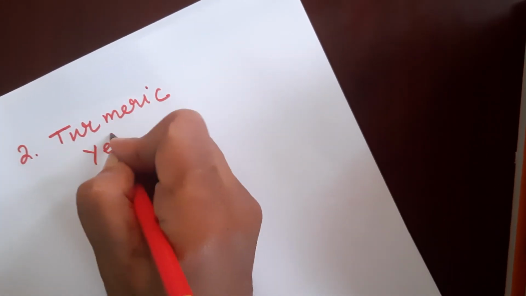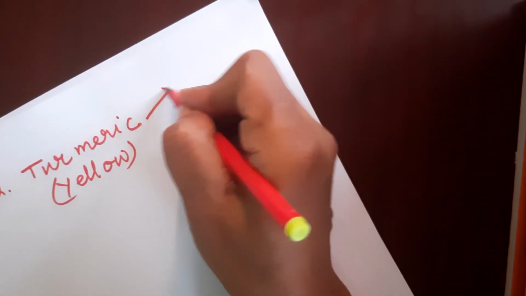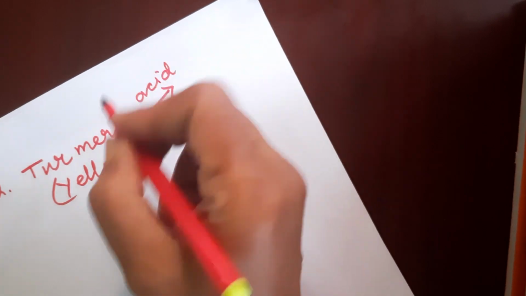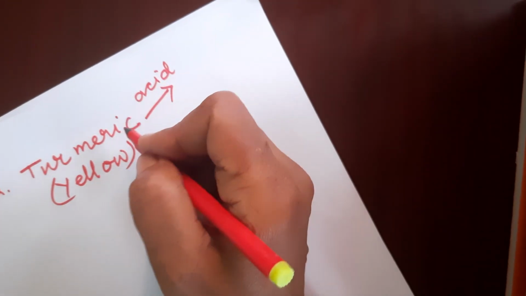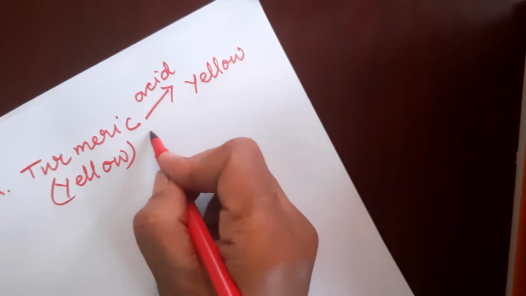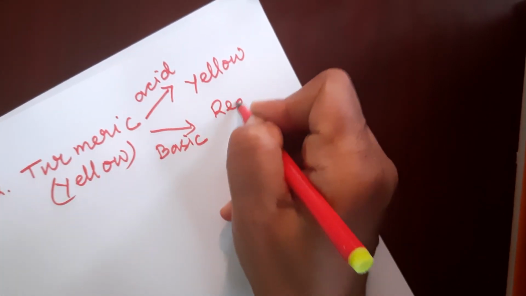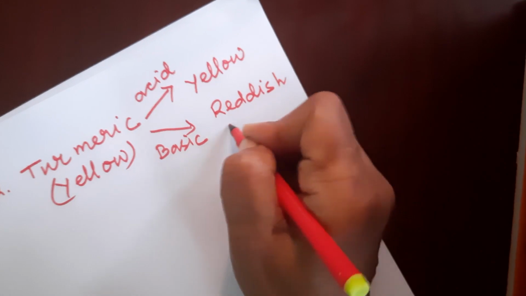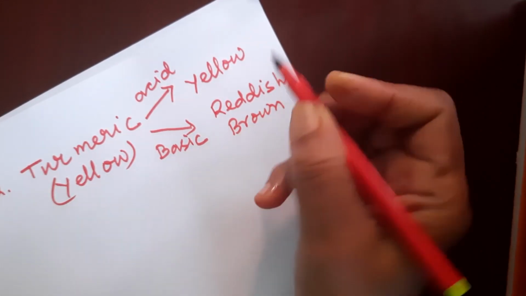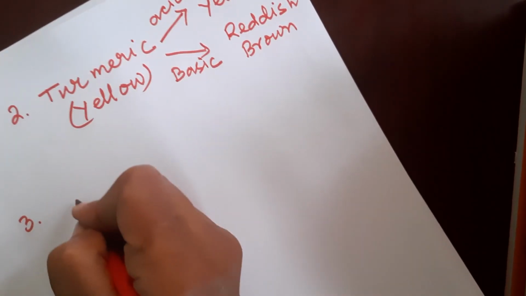Turmeric, which is originally yellow in color. If you put turmeric solution in acid, you will see no change in color. That means in acidic solution, turmeric remain yellow, no change in color. But in basic solution, it will turn reddish brown. Now recall the activity you might have done in class 7th using turmeric indicator. Very interesting activity.